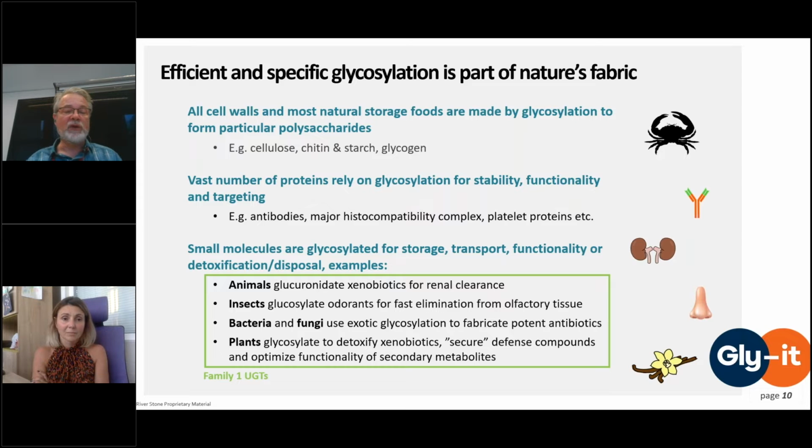I put a green bracket or green square around these 4 examples, and that's because all of this is done by a certain class of enzymes that are called family 1 UDP-glucose glycosyltransferases, or family 1 UGTs. And next I will talk a little bit more about those.